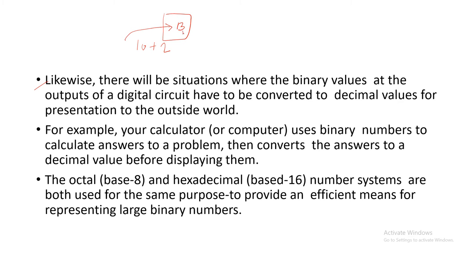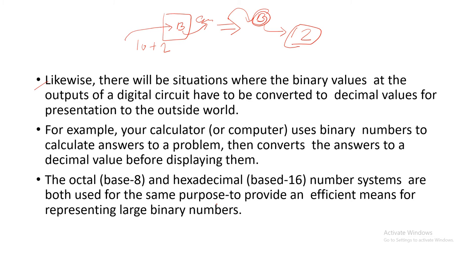It will change it into binary and perform the calculation, and after that it cannot provide me the answer in binary. So it needs to convert the answer from binary to decimal and provide me the answer as 12 in decimal format. So, for example, your calculator uses binary numbers to calculate the answer to a problem, then converts the answer to decimal before displaying it. Octal, that is base 8, and hexadecimal, that is base 16, number systems are both used for the same purpose: to provide an efficient means for representing binary numbers.